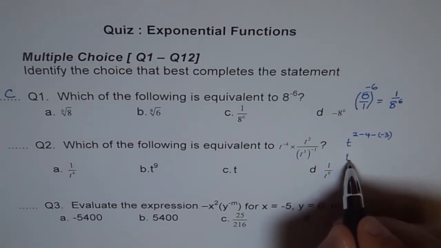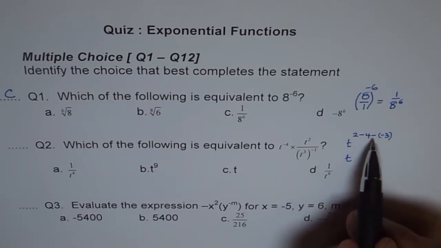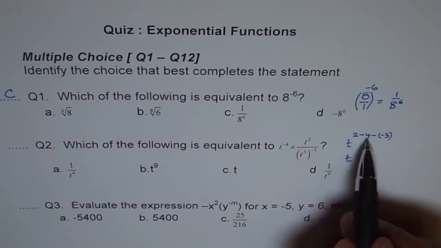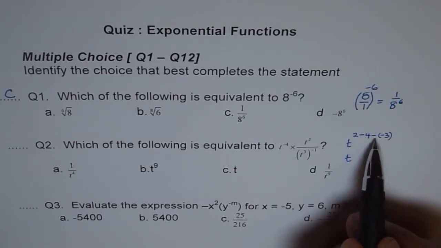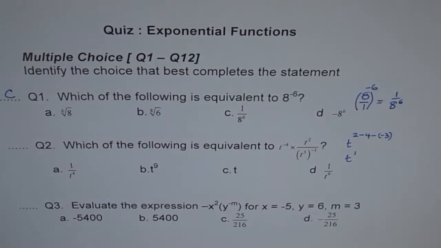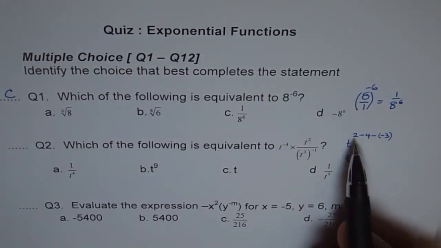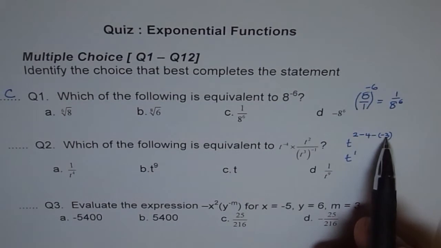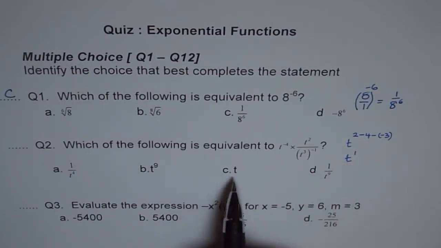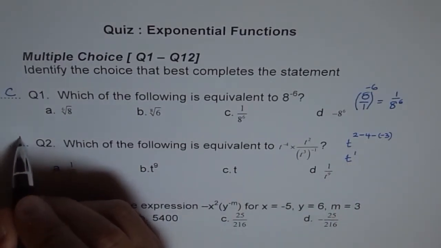So here we get t to the power of, 4 minus minus becomes plus 3, right? And so it is 2 minus 4, which is minus 2. And minus 2 plus 3 gives you plus 1. Is it okay? Plus 1. Or you can add like this, 2 plus 3 is 5, and 5 minus 4 is 1, okay? So it is t to the power of 1, which is t, right? So here we have t, so we can write C here.